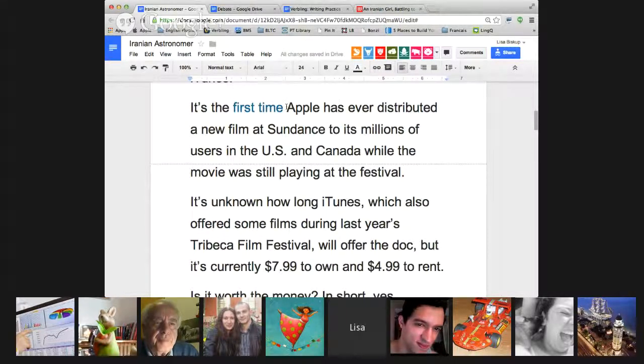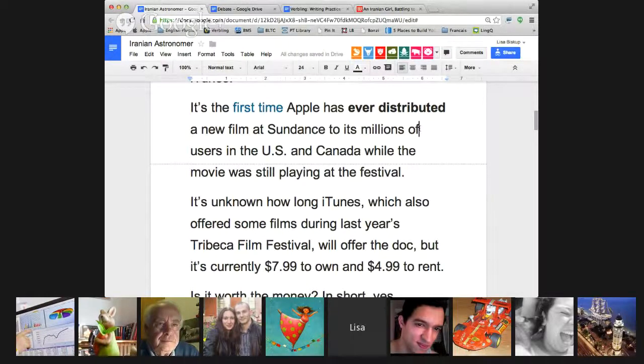Mm-hmm. Good. So the first time ever. A lot of times we use those three words together. So something happened for the first time ever. This is the first time it's happened. They distributed. To distribute means to put it out to the public.